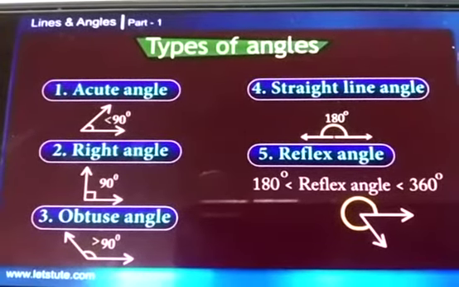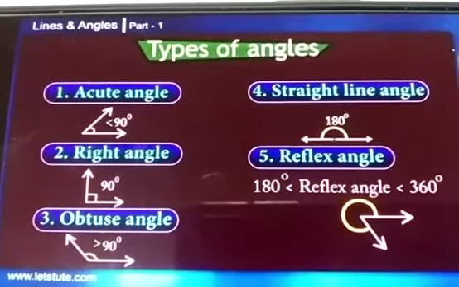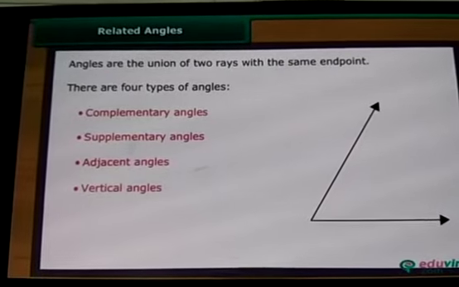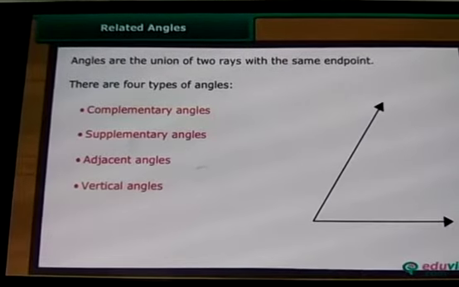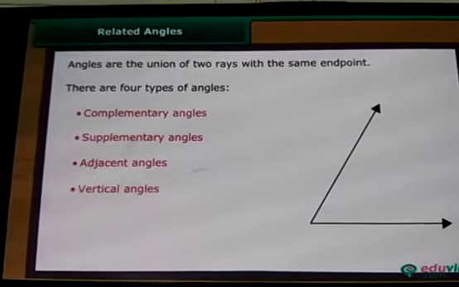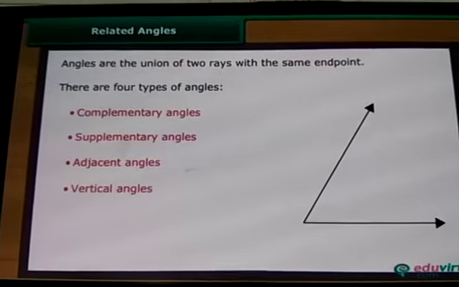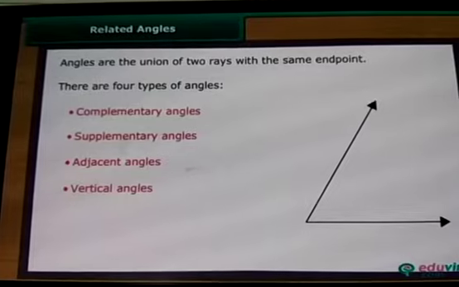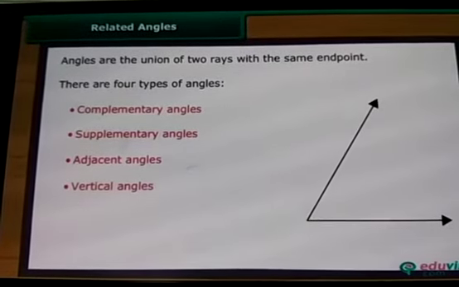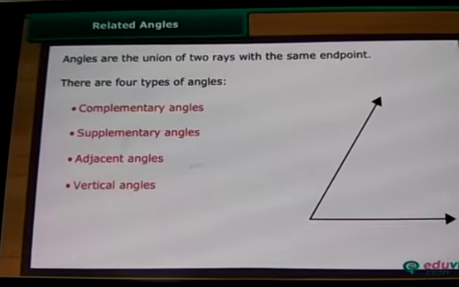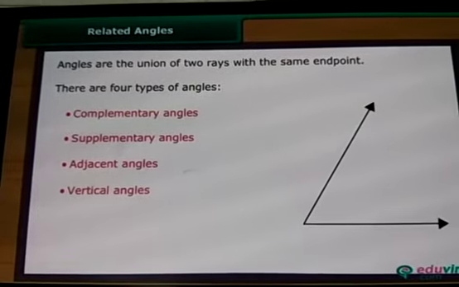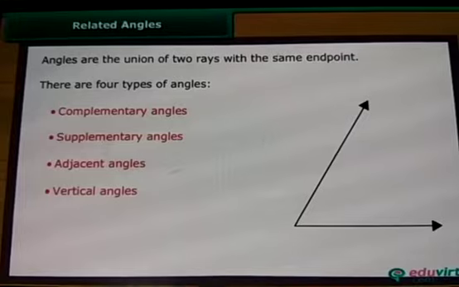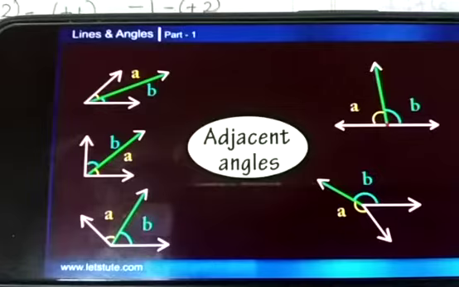Now further we are going to learn a few more related angles. In this chapter, these are the angles which we are going to learn. Angles are the union of two rays with the same end point, right? There are four types of angles here. First one is the complementary angle. Second is the supplementary angle. Third is the adjacent angle. And the fourth is the vertical angle. So one by one we are going to learn.